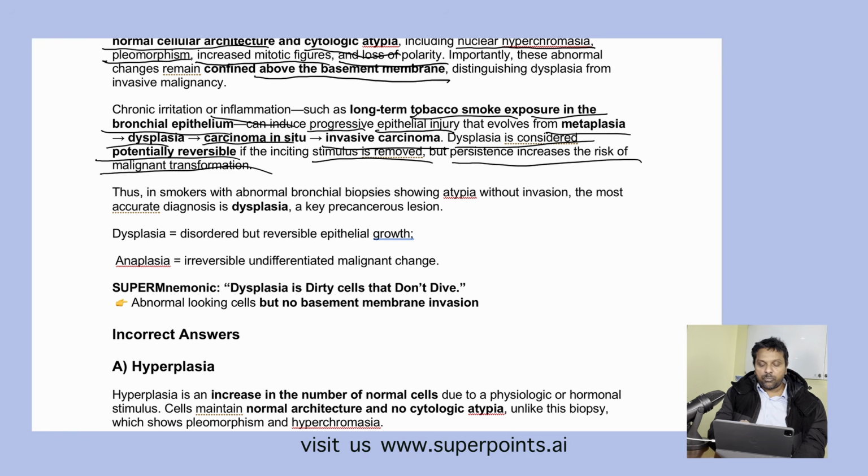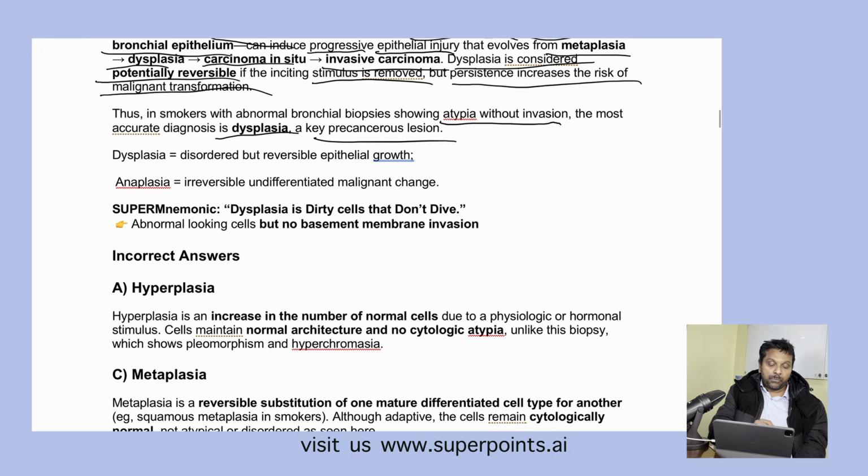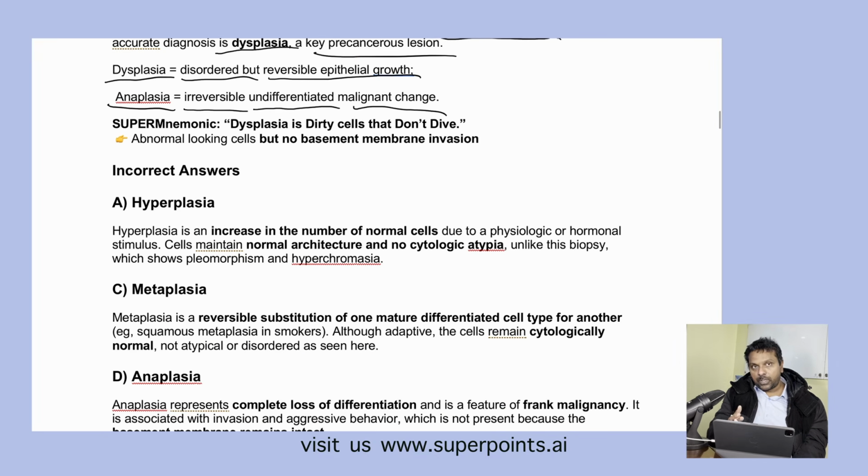Thus, in smokers with abnormal bronchial biopsies showing atypia without invasion, the most accurate diagnosis is dysplasia, a key precancerous lesion. So dysplasia is disordered but reversible epithelial growth. Anaplasia, irreversible, undifferentiated malignant change. What is the supermnemonic? How do you remember this? This is what I use.